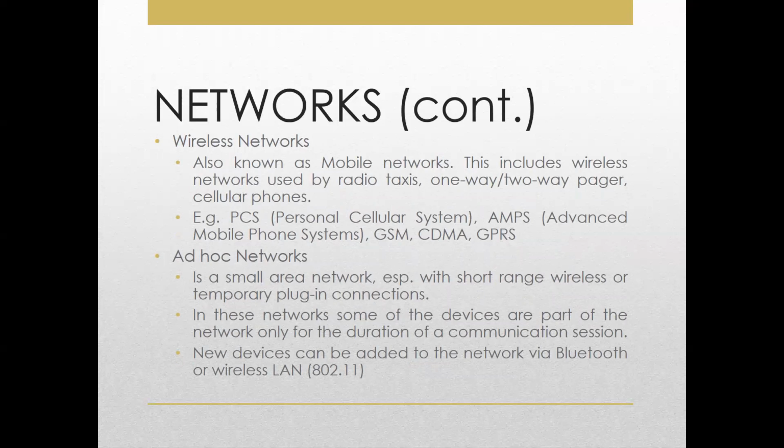Continuing on networks, now we should look at wireless networks, also known as mobile networks. This includes wireless networks used by radio taxis, one-way or two-way pagers, and cellular phones. Examples are personal cellular systems, AMPS (Advanced Mobile Phone System), GSM, CDMA, and GPRS. With wireless networks also come certain advantages and disadvantages.